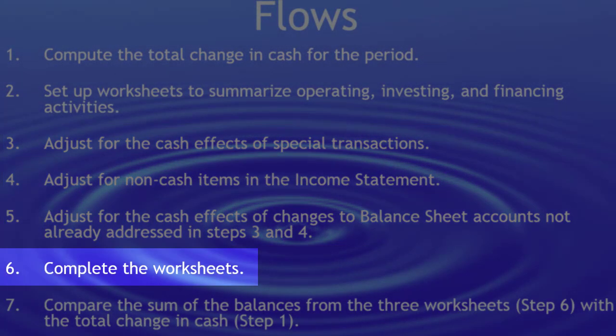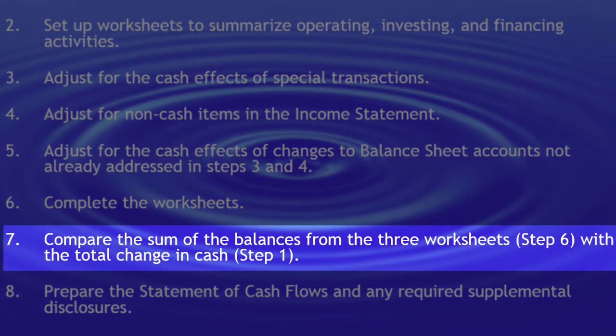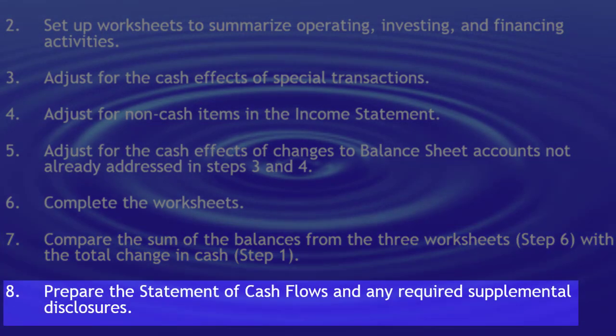Step number 6, we're going to finish off the worksheets that we've been filling up with information, and we're going to make sure in step 7 that the sum of the balances from our 3 worksheets matches up with that total change in cash from step 1. If it does, we can do a statement of cash flows and any supplemental disclosures. This is the reconciliation of net income to cash flow if we decide to use a direct style statement of cash flows, and also any non-cash transactions that need to be disclosed.